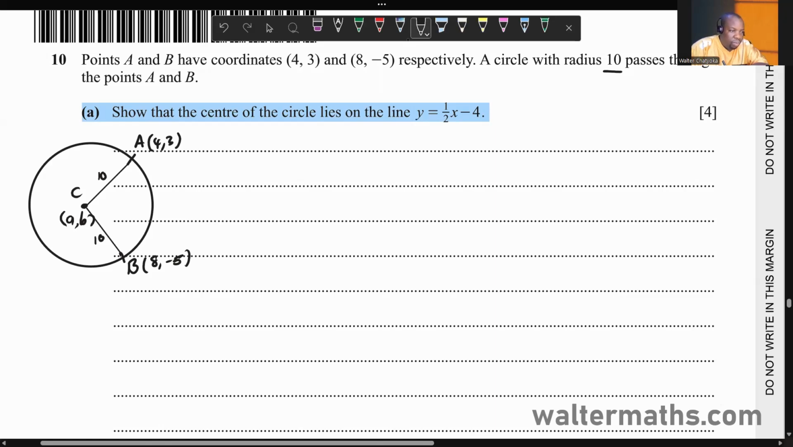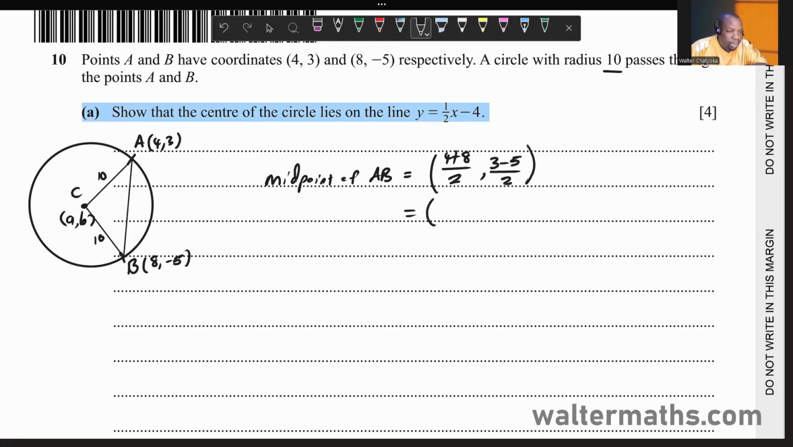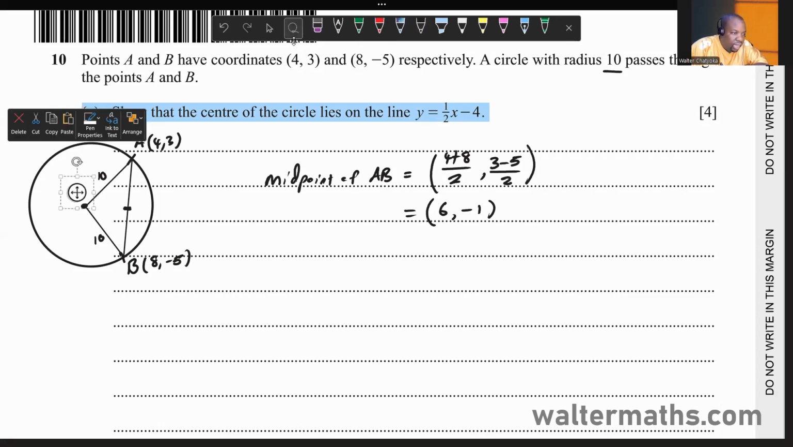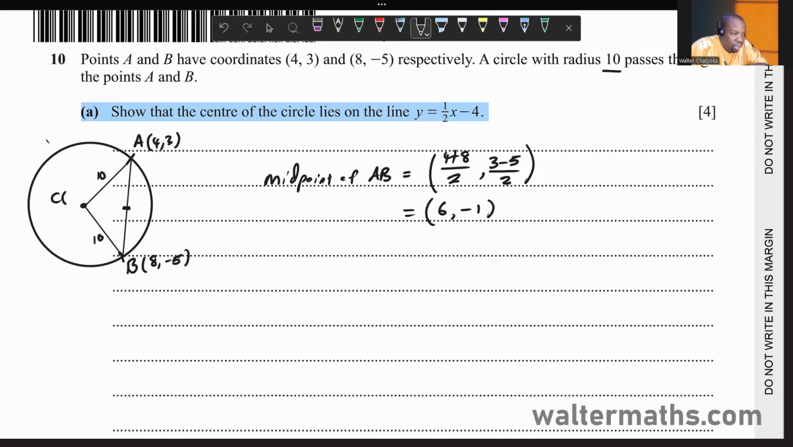Okay, so let's find the midpoint of AB. For that, it's going to be (4 plus 8) over 2 and (3 plus minus 5) over 2. So that's basically 6 and minus 1. All right, so that's the midpoint right on here. Now that we have the midpoint, we're also going to use that midpoint of AB. Let's say the coordinates of C are actually x and y. I think it would work better. So for C, the coordinates, let them be x, y.